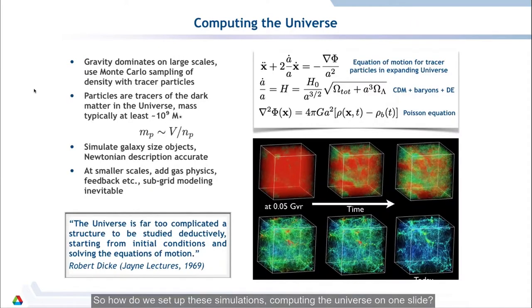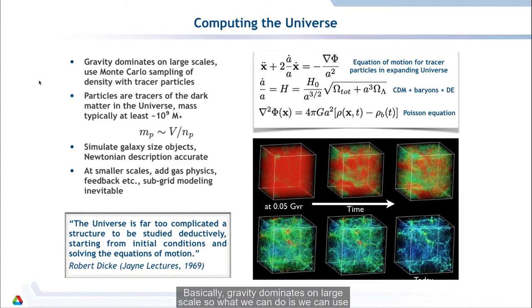So how do we set up these simulations, computing the universe on one slide? Basically, gravity dominates on large scales. So what we can do is we can use Monte Carlo sampling of densities with tracer particles. These particles are tracers of the dark matter in the universe, and their mass is typically around 10^9 solar masses. And for the simulation, what is important is that, as I said at the start, we want to simulate the maps as large as possible. So the volume of the simulation is important.